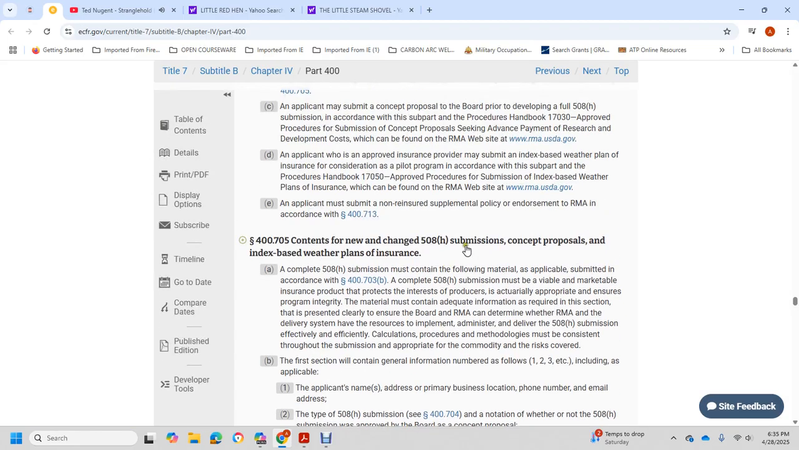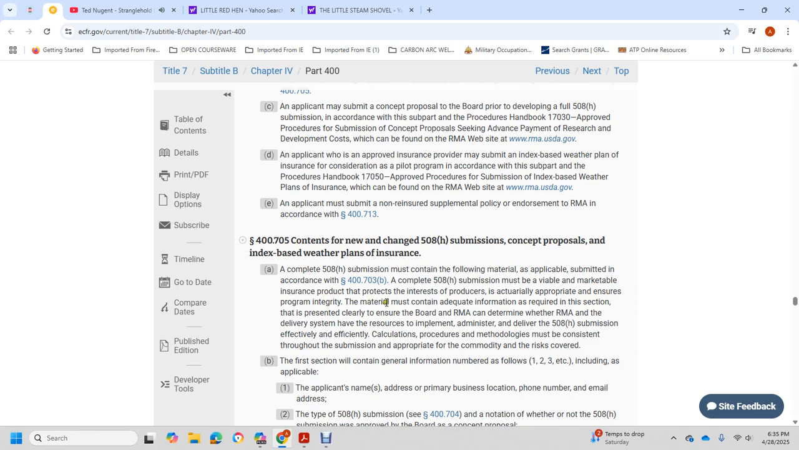40705, the content of a new 508(h) submission or concept proposal for the index-based weather plan. The 508(h) submission must contain the following material. The applicant submitted in accordance with 40703(b). The 508(h) submission must be valid.